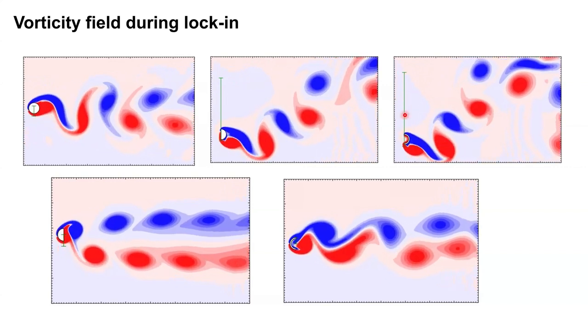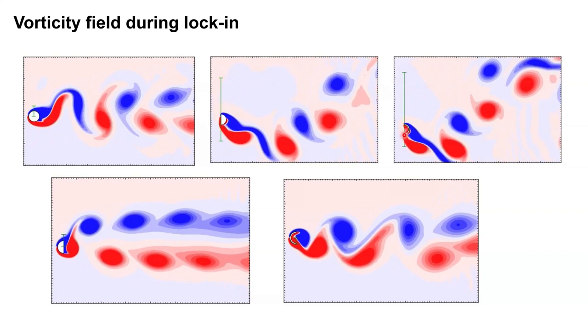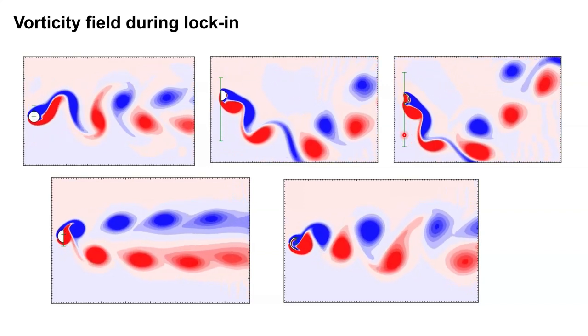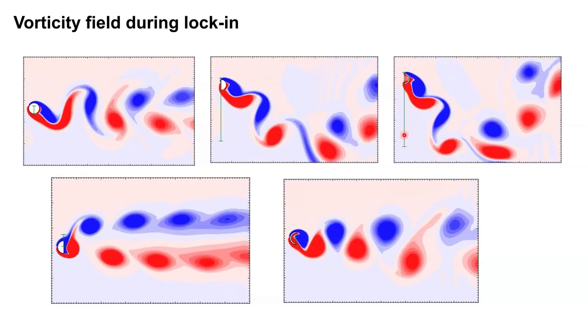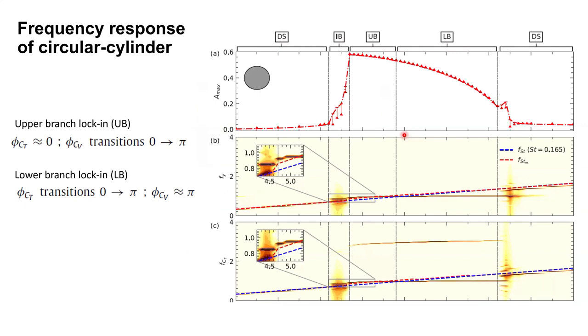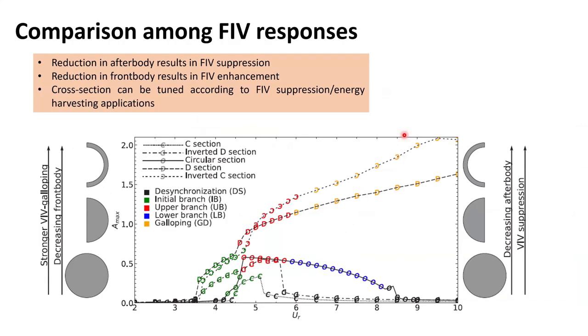So the inverted C itself is interesting. Although its characteristics are very similar to D, it also helps to have such a shape, which can go for a larger amplitude, for example in applications of energy harvesting. This is also a finding: if you decrease the front body, you have a stronger VIV-galloping kind of regime, as compared to the other cases where you decrease the after body.